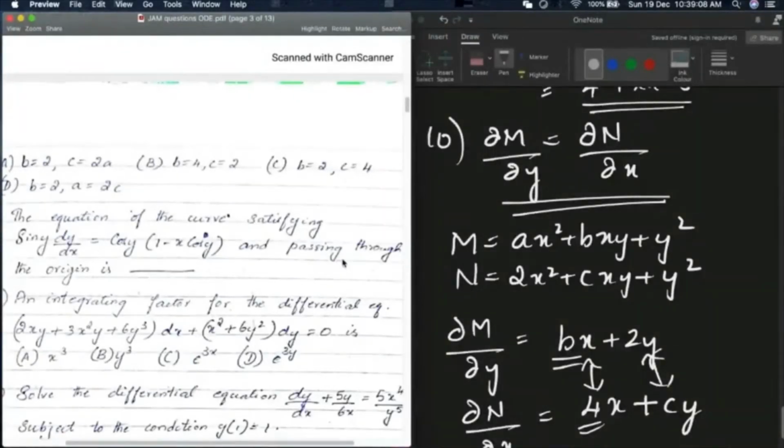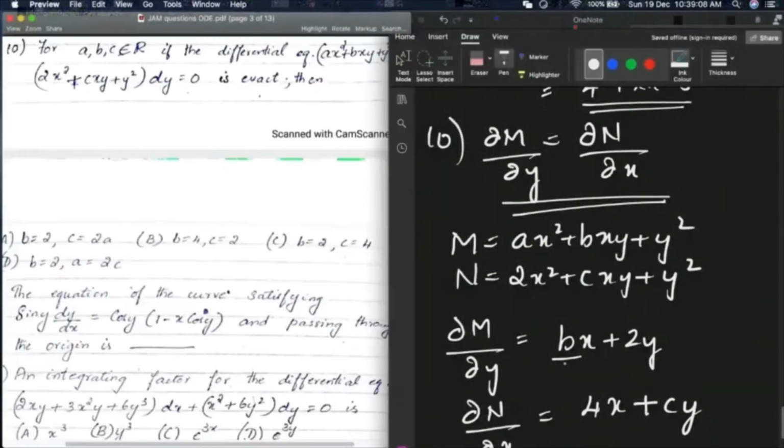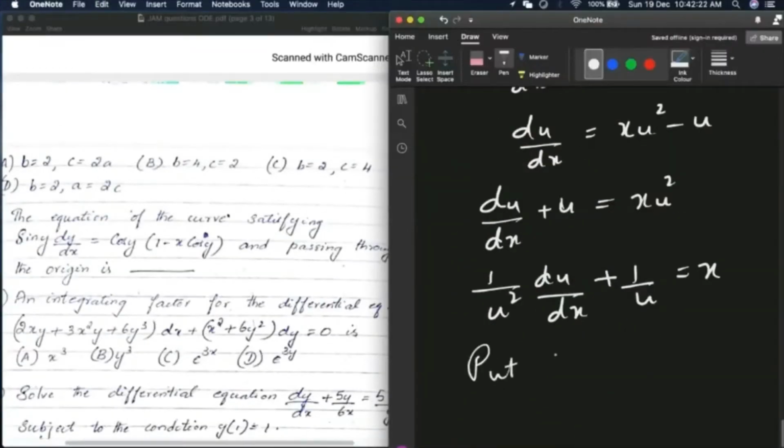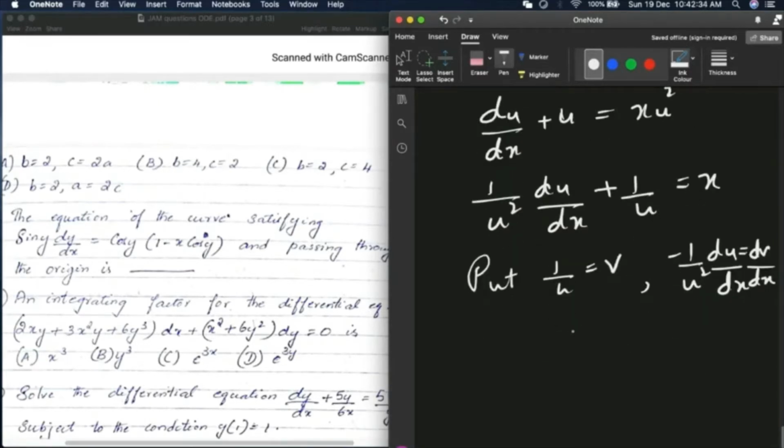So I get 1 by u square du by dx plus 1 by u is equal to x. So I can put 1 by u is equal to some v. So it becomes linear in v. That's it. Actually, you have done two substitutions. You have to remember it because you have to come back to the original solution. So it is minus dv by dx plus v is equal to x, or else dv by dx... now it's linear.